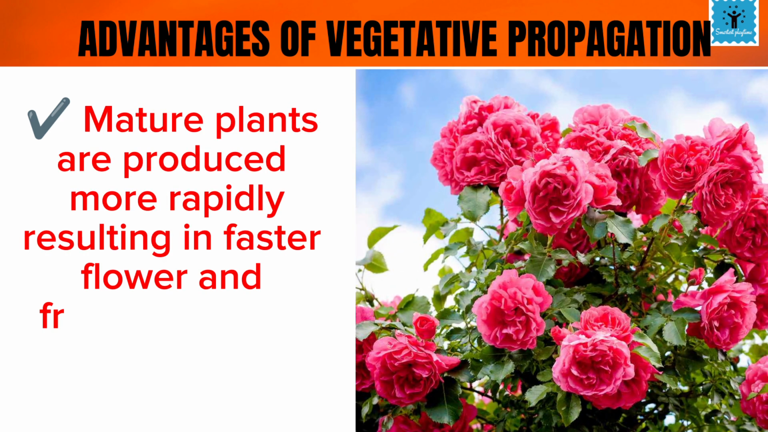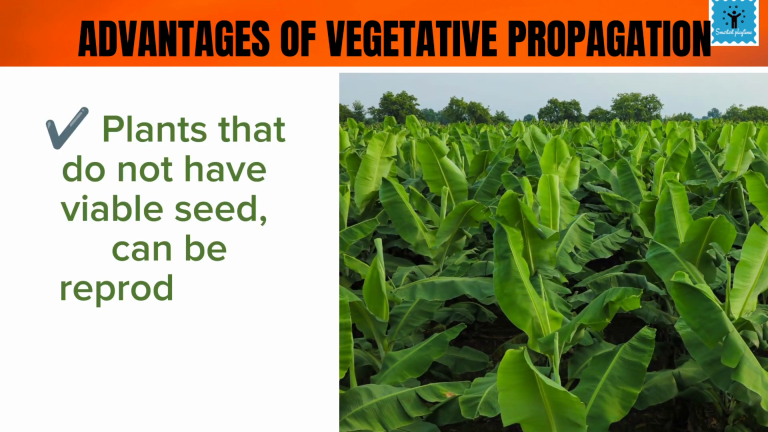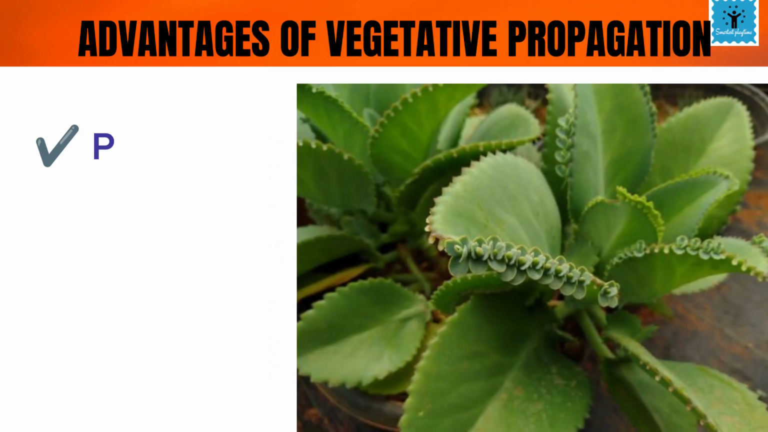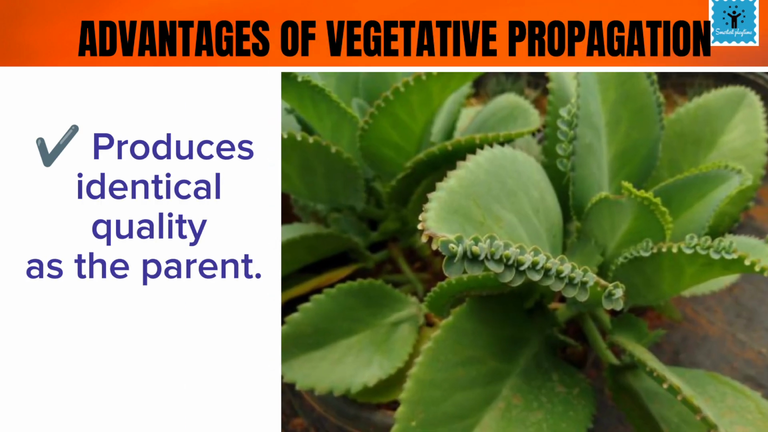Plants can bear flowers and fruits earlier than those produced from the seed. And it is the only possible method of reproduction for such plants which have lost the capacity to produce viable seeds. In case of vegetative propagation, the offspring is an exact copy of the parent.